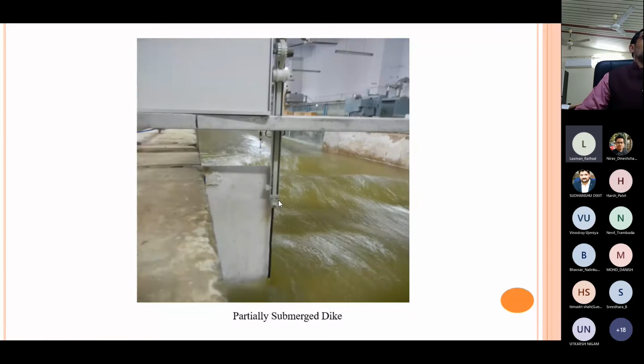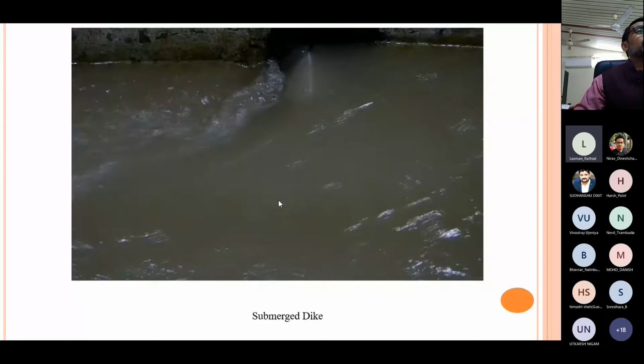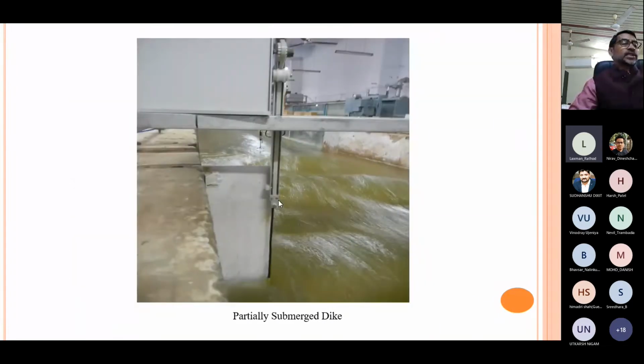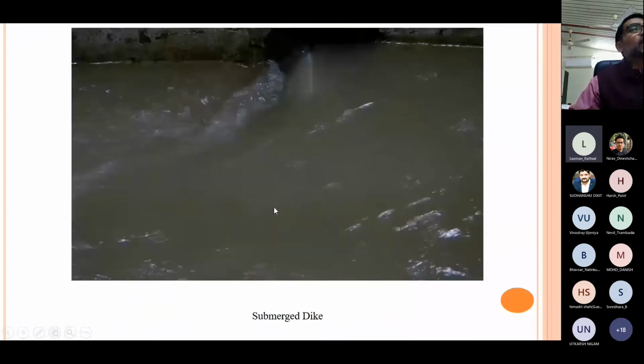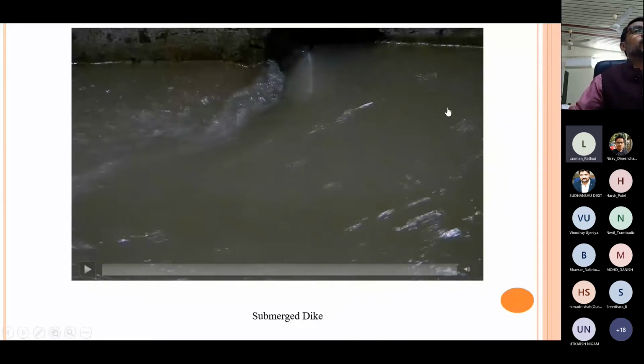Now, this is a partially submerged dike, the photograph of this one. If I can get another, yes. So you can see the flow of water from here. The full depth is not submerged. The dike is there. Some portion is submerged at the bottom, which is not visible due to dirty water, and this is the portion which is visible. So this is a partially submerged dike. Then this is the fully submerged dike. You can see the dike is here, and the water is passing over the top of the dike, and there is development of a scour hole.